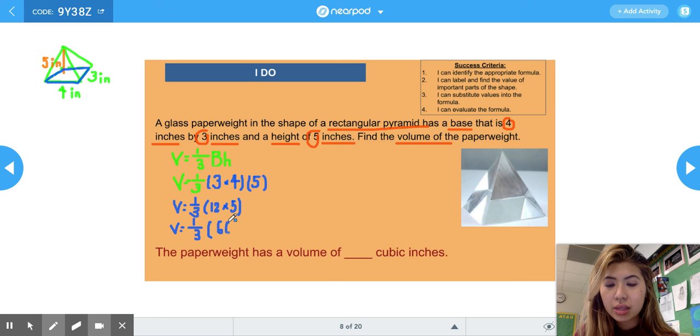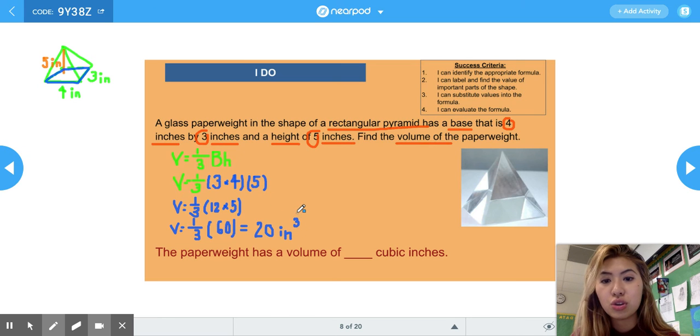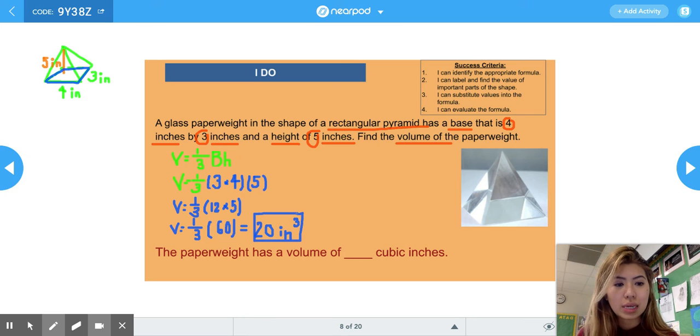And then the last thing that we have to do is we have 1/3 times 60, which is the same thing as 60 divided by 3. And I have 20. And since our unit of measurement is inches, and since we multiplied inches by inches by inches, it's inches cubed. If I were to write my answer in a verbal statement, it would be the paperweight has a volume of 20 cubic inches.